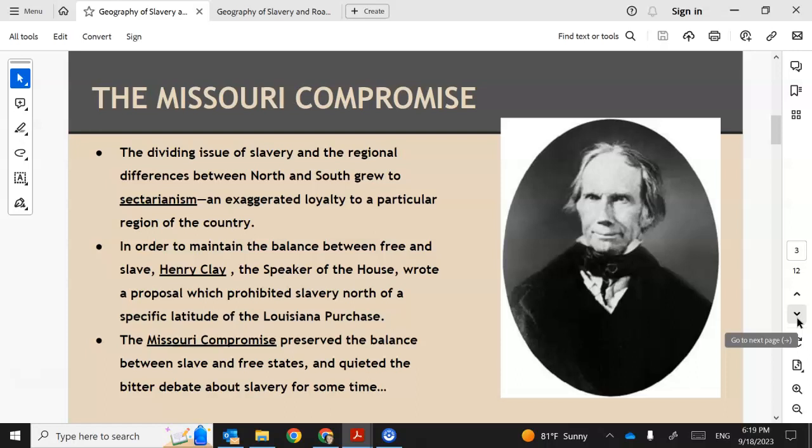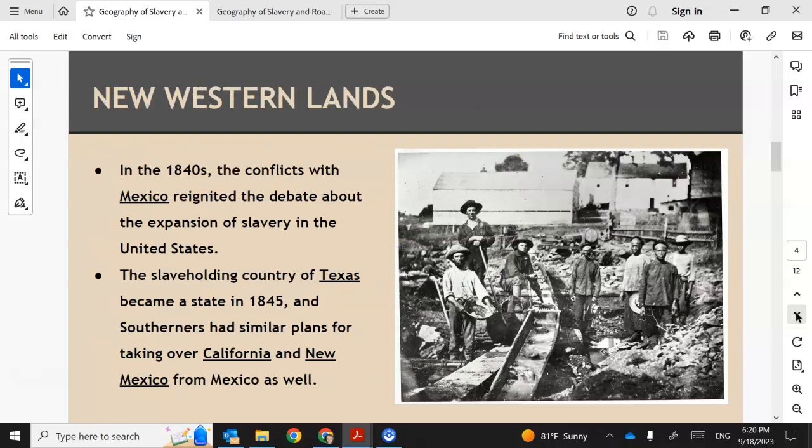So Henry Clay said, we're not going to have states north of this line of latitude. And the Missouri Compromise preserved that balance and shut people up for a while. But of course, Missouri and several other states were above that line, and things are going to come to a head again. So, in your notes the day before, we know in the 1840s there was conflict with Mexico, and there was this big debate about the expansion of slavery in the United States.